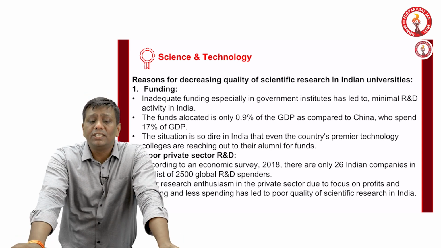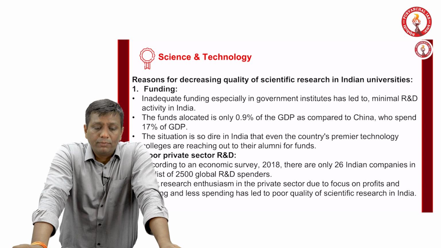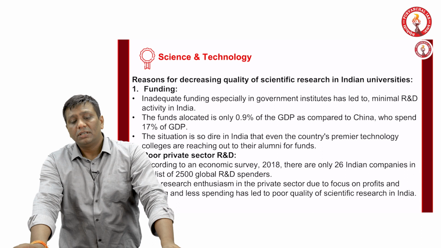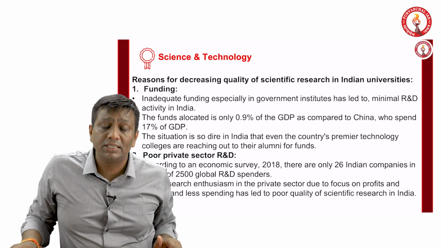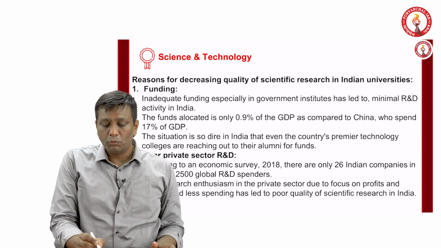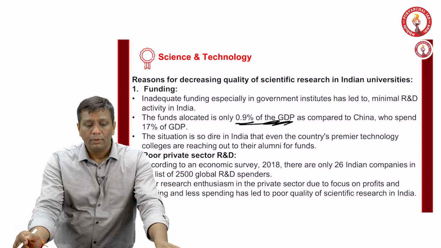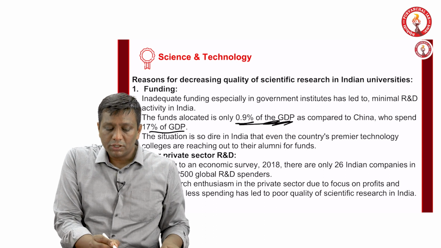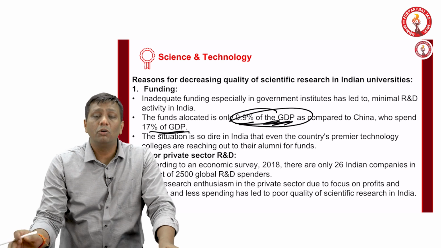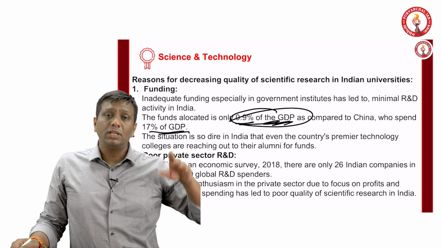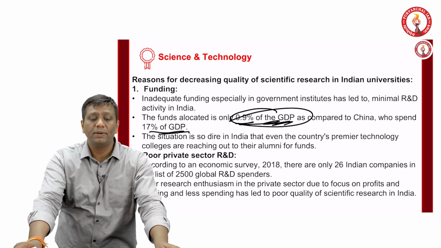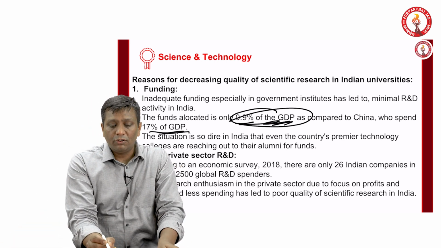So, reasons for the decreasing quality of scientific research in Indian universities. What is it? The first part is funding. If you see the funding in the research and development sector, it is very, very less. Even if you see the data on the screen, around 0.9% of GDP. Even China is spending 17% of GDP in the R&D sector, and India's expenditure is 0.9%. How very, very low. Earlier governments, the present government, everybody is the same, guys, in the research and development sector. So the reason is inadequate funding.